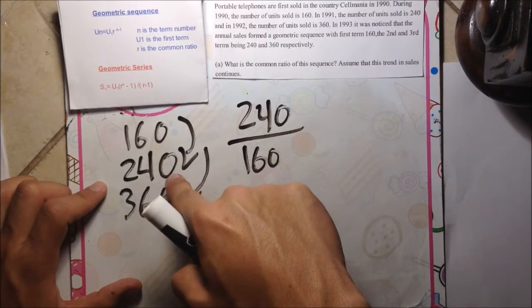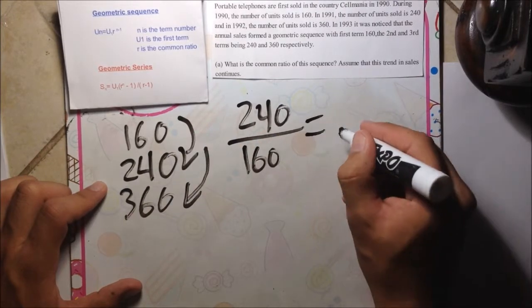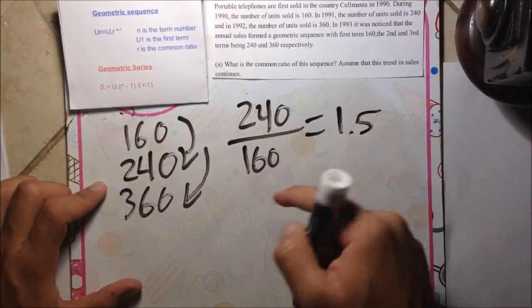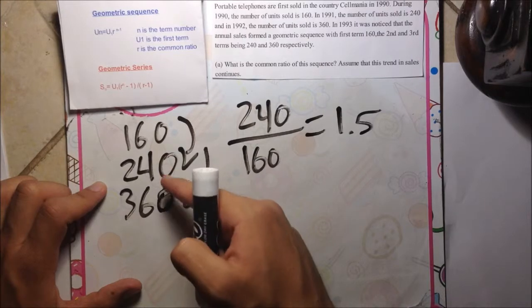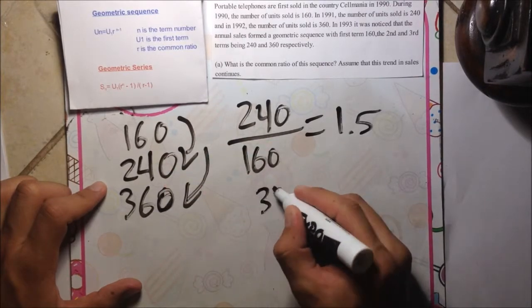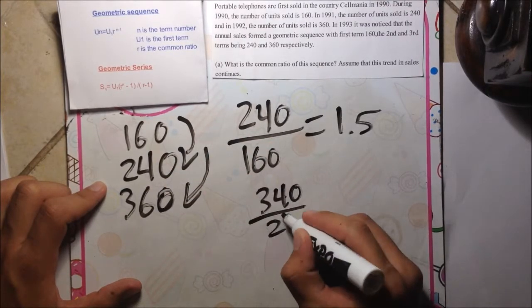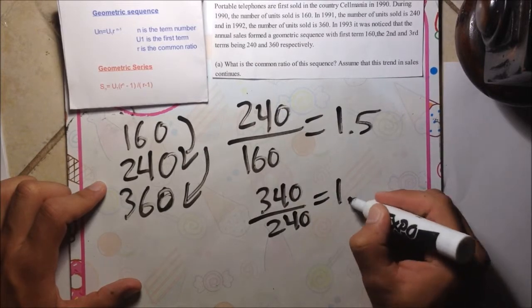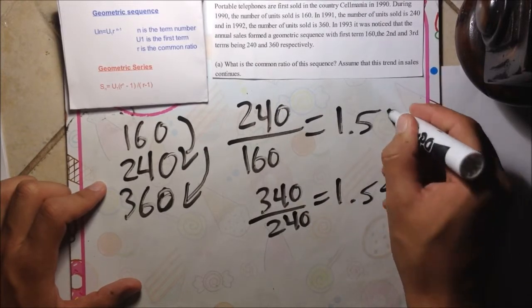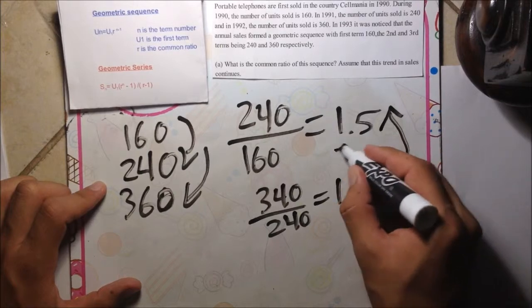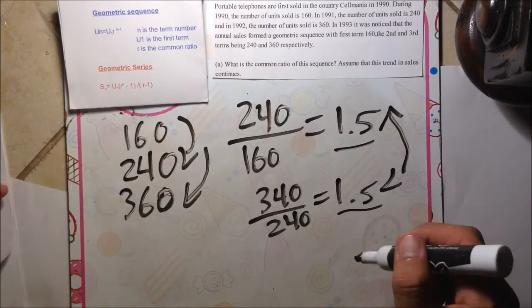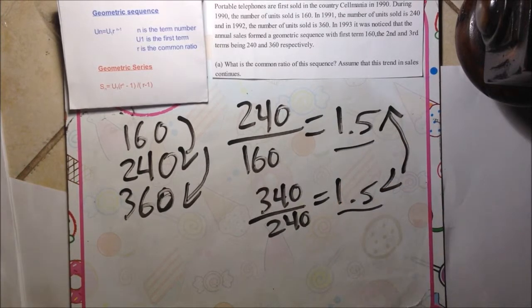In this case, we divide 240 by 160, and we find that this is 1.5. Similarly, we divide 360 by 240, which gives us 1.5 as well. So we know that the common ratio for this given geometric sequence is 1.5.